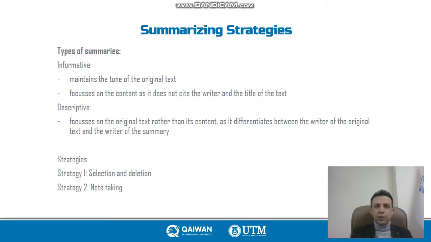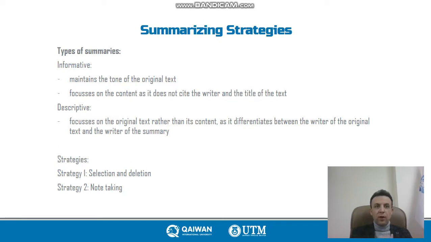As you can see here, when we say informative, we say it maintains the tone of the original text. So an informative summary focuses on the content of the text. We say it focuses on the content as it does not cite the writer and the title of the text. In an informative summary, we do not mention the writer, and we do not mention the title of the text. We only talk about the main information and the main content that is presented in the summary. That is why we call it informative.